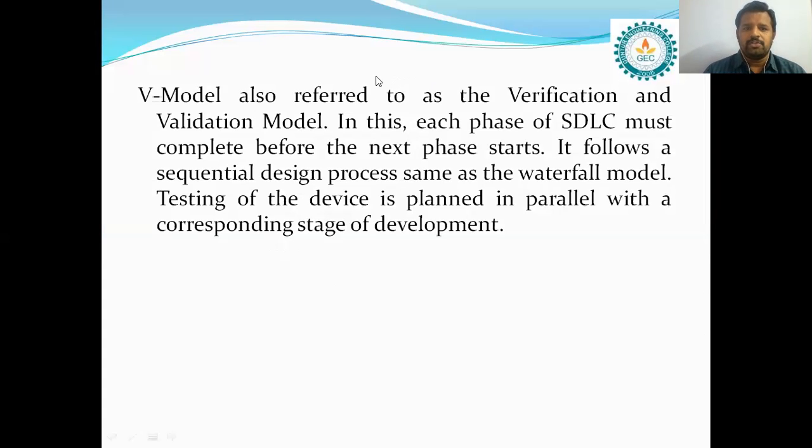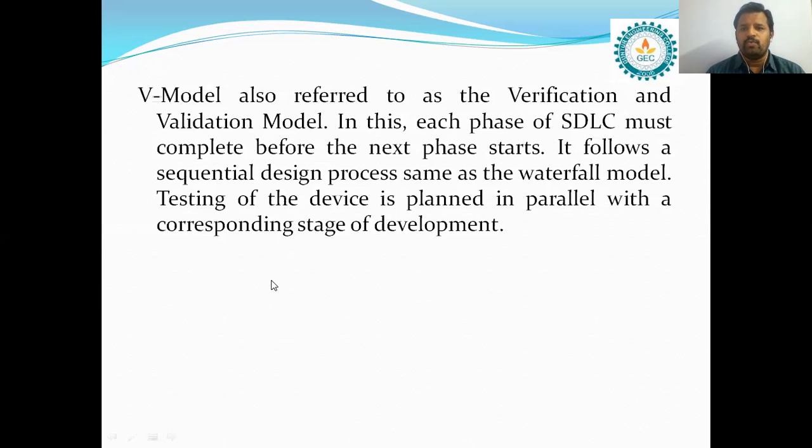The V model is also referred to as the verification and validation model. In this case, each phase of SDLC must complete before the next phase starts. It follows a sequential design process, same as the waterfall model. The testing of the device is planned in parallel with the corresponding stage of development. That's why you can call it V.